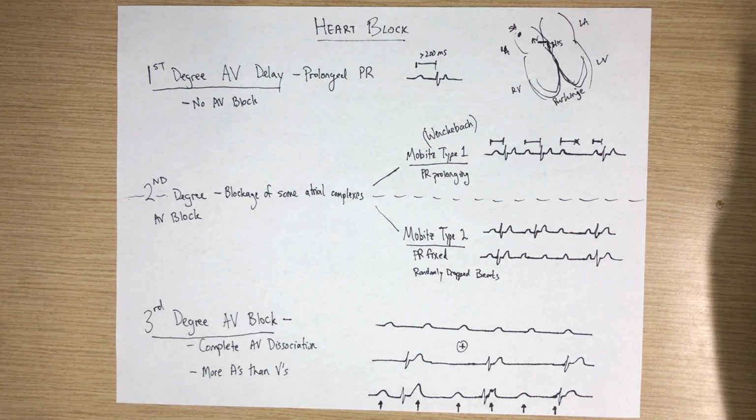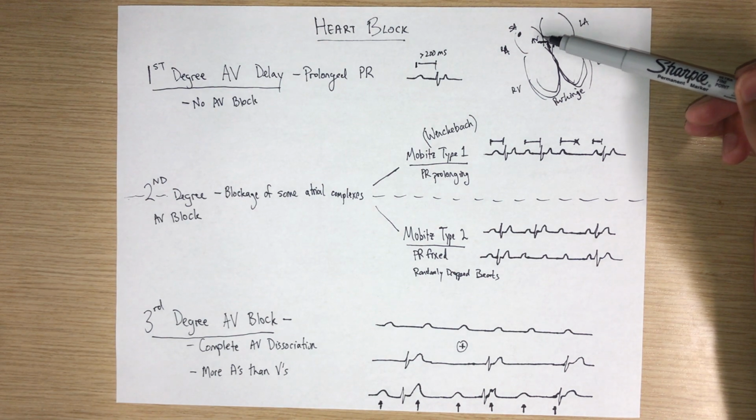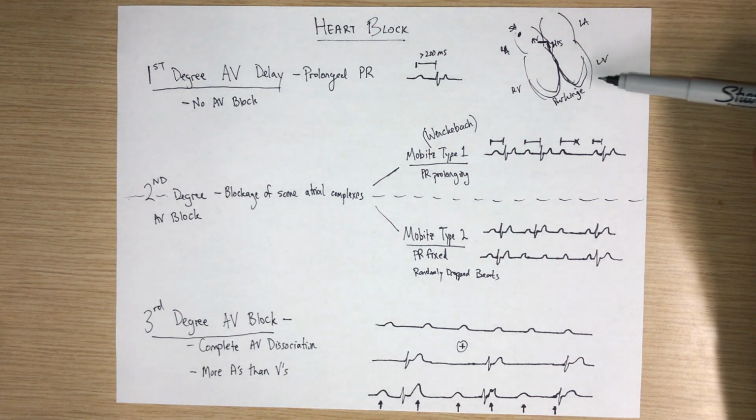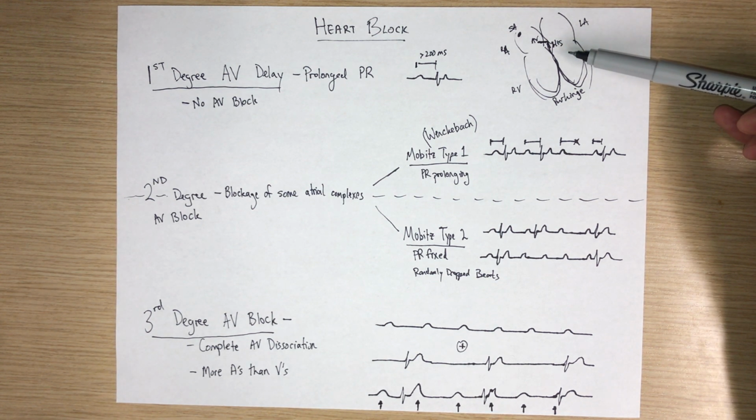As you may remember, the AV node and the sinus node are both innervated by sympathetic and parasympathetic fibers, whereas the bundle of His and the Purkinje system are not. What that means is that conduction through the AV node is sensitive to vagal tone, whereas conduction through the His bundle is not sensitive to vagal tone.